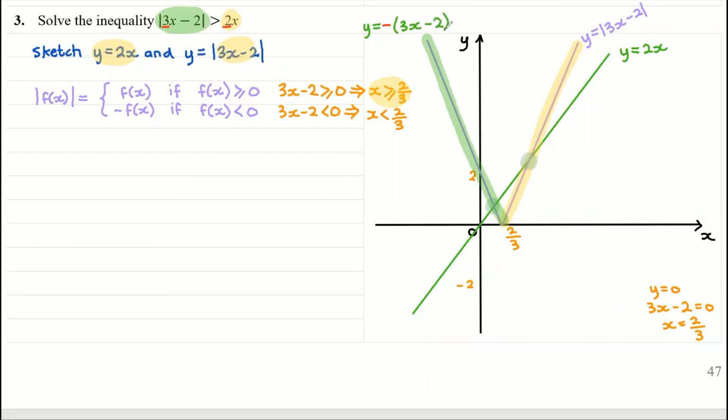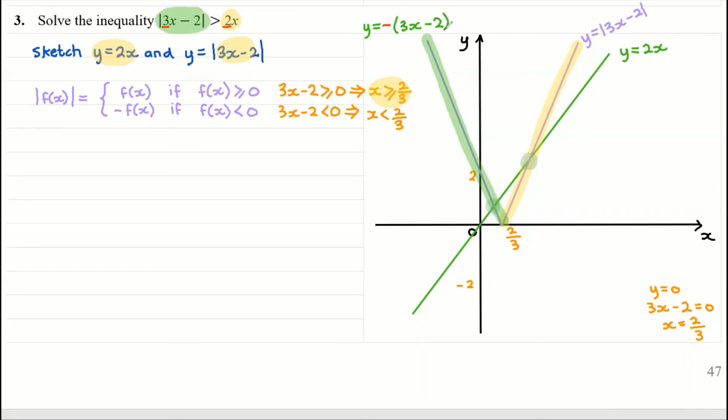Okay, it's not a reciprocal. I must stress that. So negative 3 as a gradient and 3 are not reciprocals of each other. Okay, that would mean that the two modulus branches were intersecting at 90 degrees. Sometimes they'll do that, but most of the time they won't.